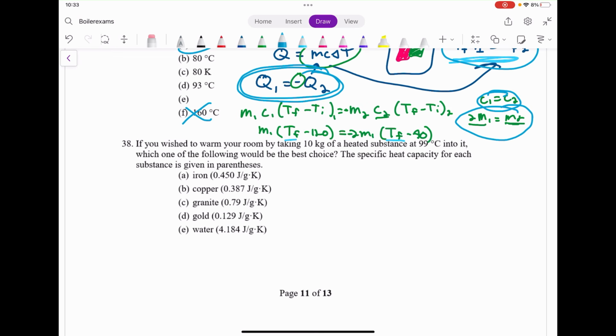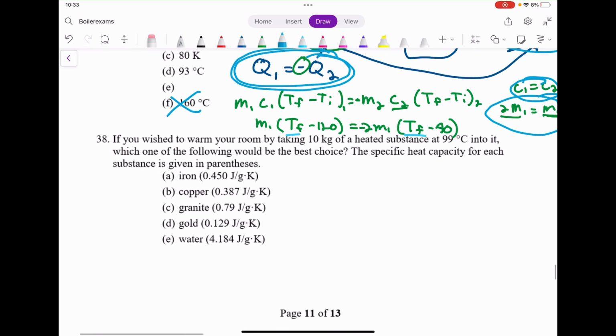38. If you wish to warm your room by taking 10 kilograms of a heated substance at 99 degrees Celsius into it, which of the following would be the best choice? The specific heat capacity of each substance is given in the parentheses.